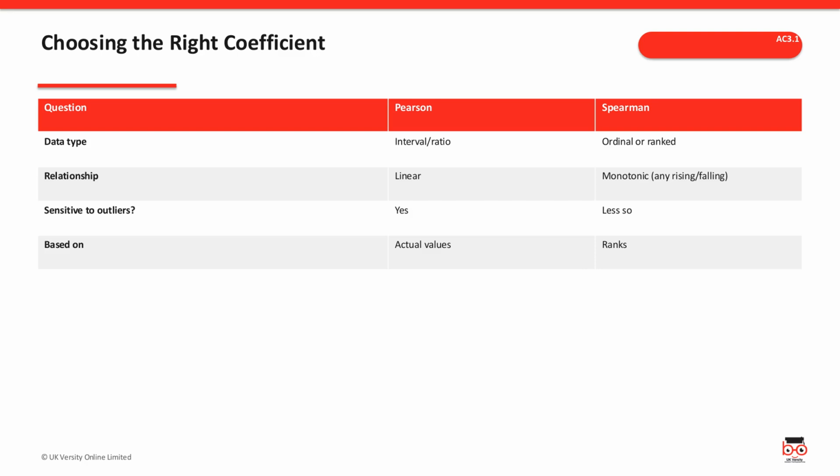Let's boil the choice down to a few questions. On data type, Pearson wants interval or ratio data. Spearman handles ordinal or ranked. On the relationship, Pearson needs it linear. Spearman just needs it monotonic, any steady rise or fall. On outliers, Pearson is sensitive, Spearman much less so. And underneath, Pearson works on the actual values, while Spearman works purely on the ranks.